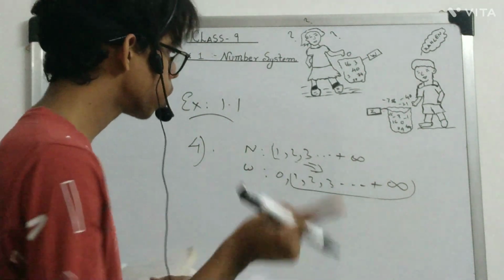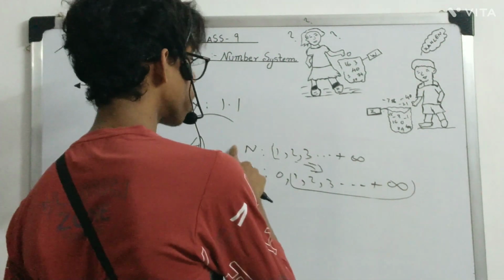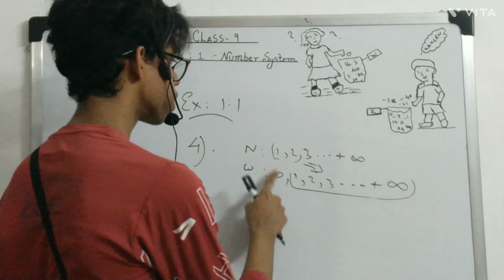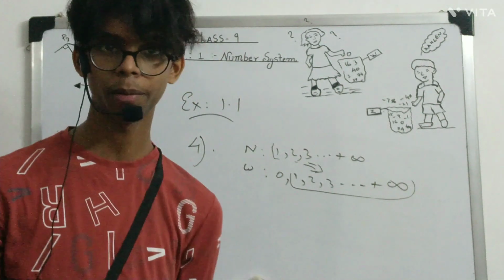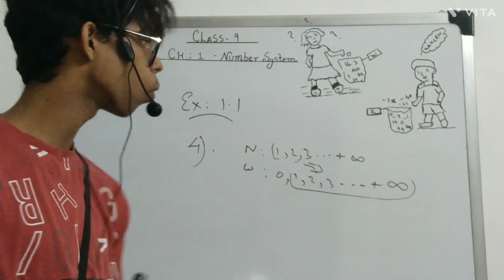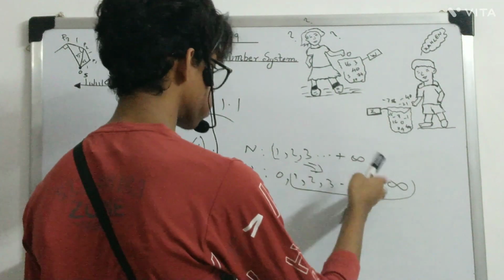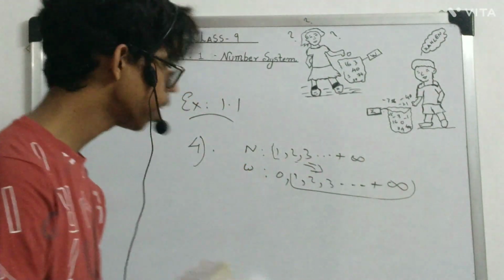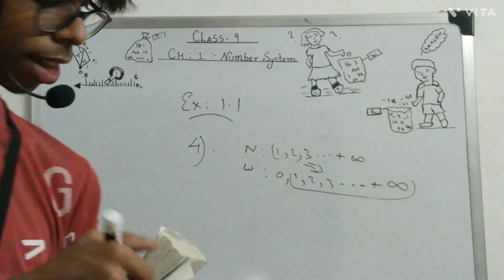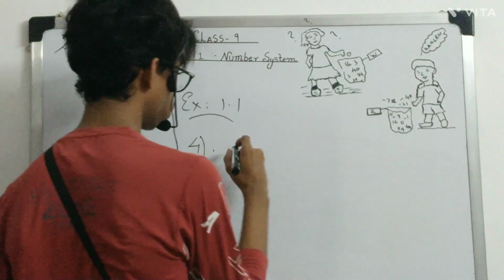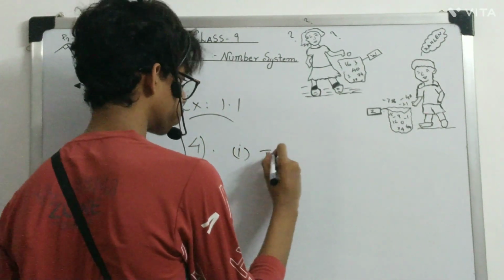But if I had asked you the reverse, is every whole number a natural number? Definitely no. Why? Because 0 does not belong to natural numbers. So here the question is, every natural number is a whole number. Yes, 1, 2, 3, etc. is also belonging to the whole numbers. So definitely this is a true statement. So the first part of the question is true.